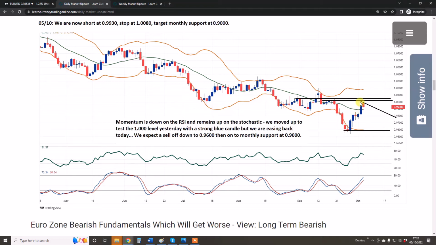But we run straight up to the 1 level. This is a huge level for institutional traders, a big psychological level. We just wanted to sell well clear of the level.